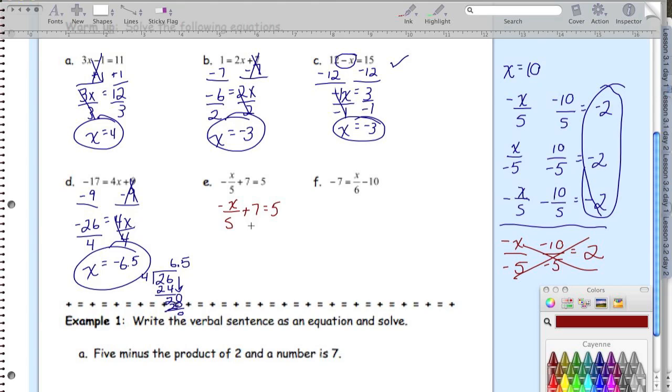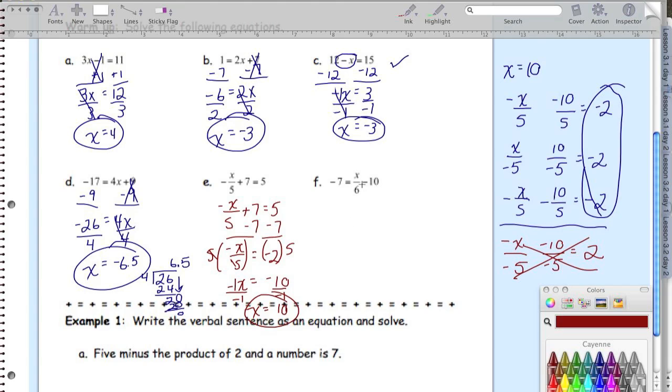So I want to get x by itself. I'm going to subtract 7 on both sides. I get negative x over 5 is equal to negative 2. Now I need to multiply to get that 5 out of the denominator. My 5's cancel. Negative x comes down, negative 10. And I'm not done yet because, again, just like up here, I have a negative x, so I need to divide by negative 1. Actually, my sign just flips, and I get x equal to 10, because negative 10 divided by negative 1 is positive 10.